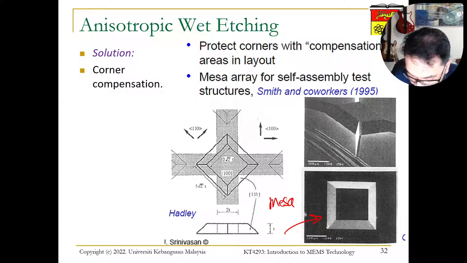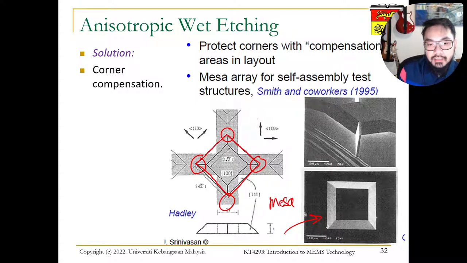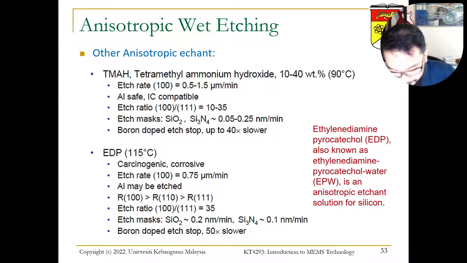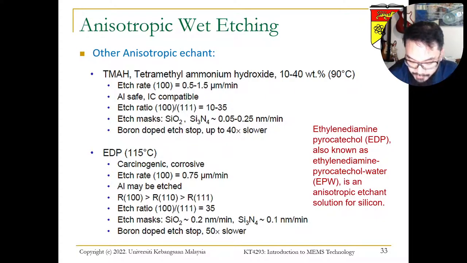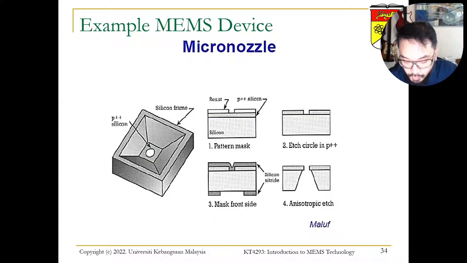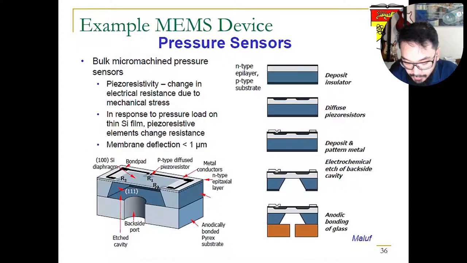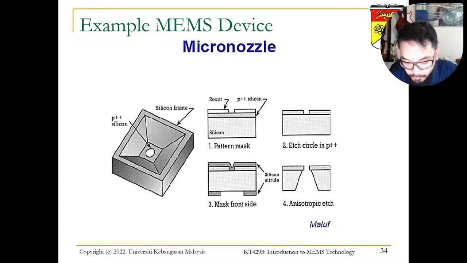So we compensate these corners here, so that once we compensate, the final shape is still a mesa, or an actual pyramid, or a flat-topped pyramid. Okay, so these are the other anisotropic etchants that we can use to etch away silicon, TMAH or EDP. You can read through this. And here are all the example structures that you can produce by using bulk micromachining through wet anisotropic etching.